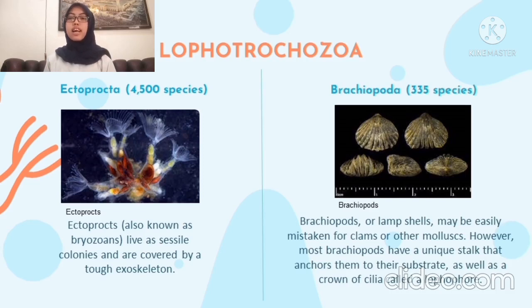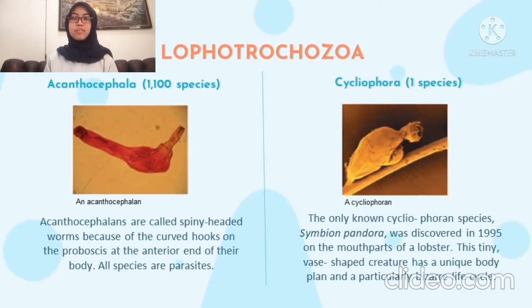I also thought that brachiopods are mollusks, but they're not, because most brachiopods have a unique stalk that anchors them to their substrate, as well as a crown of cilia called a lophophore. Next, we have Acanthocephala that includes 1,100 species, and Cycliophora that only includes one species.